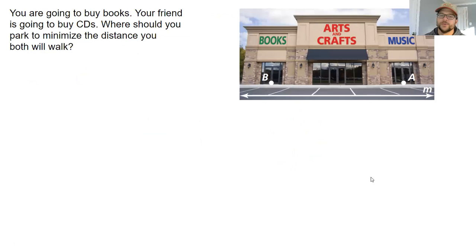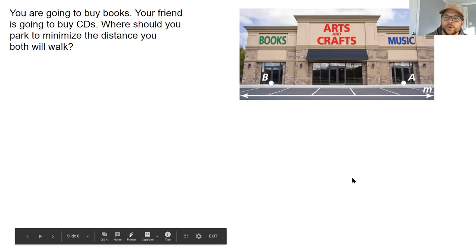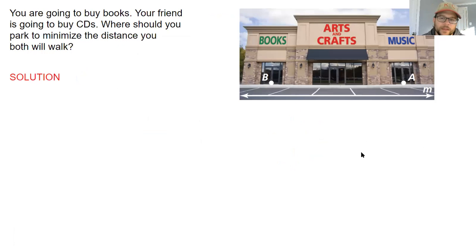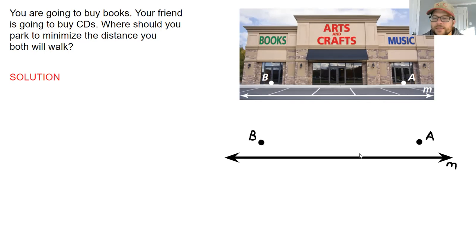So now applying this to a real life situation, you're going to the store to buy some books, but your friend is going to buy some CDs. Where should you park to minimize the distance between both where you will walk? So you're trying to find the midpoint between point A and point B, which is another way to say that you're trying to find the line of reflection between those two so that they are equal between A and B.